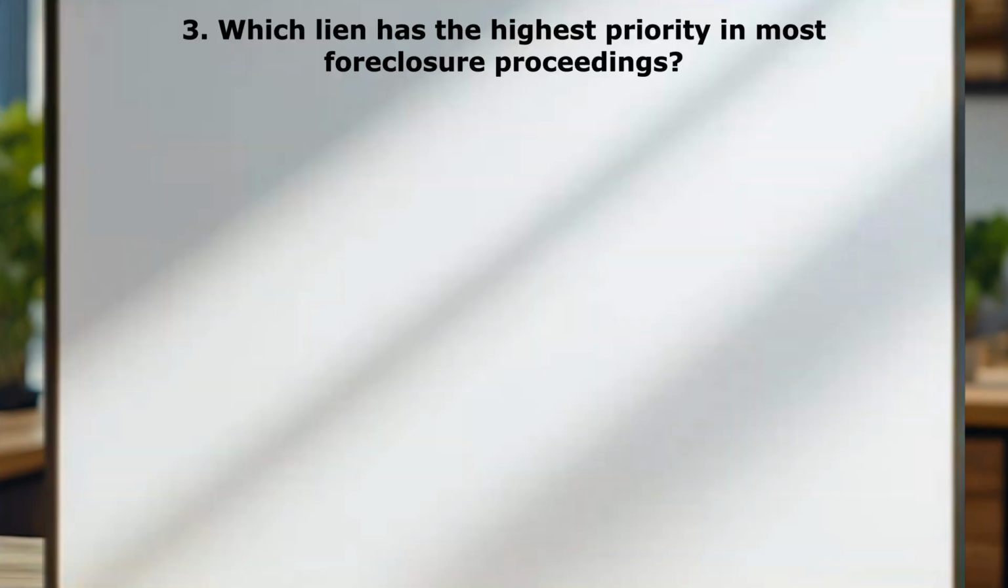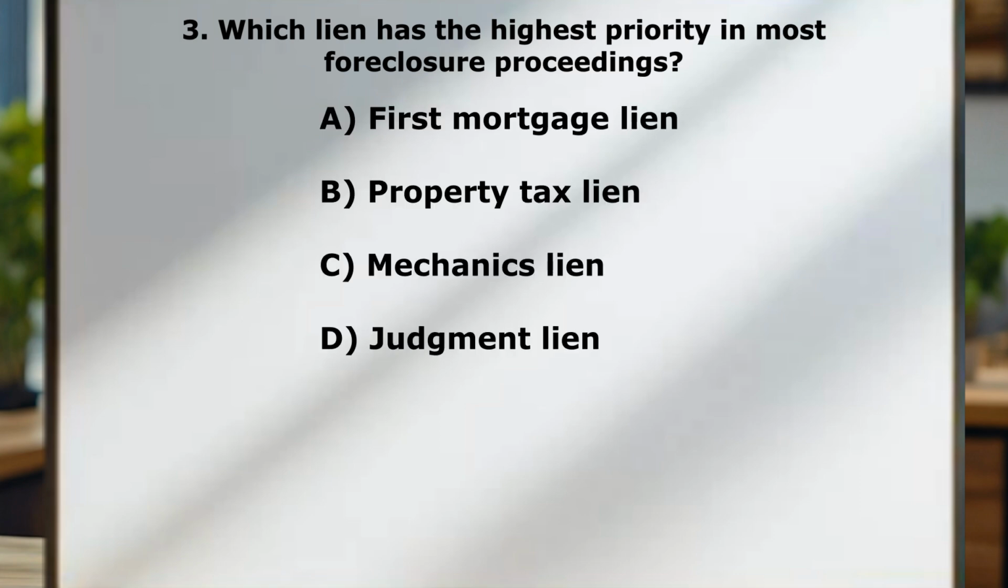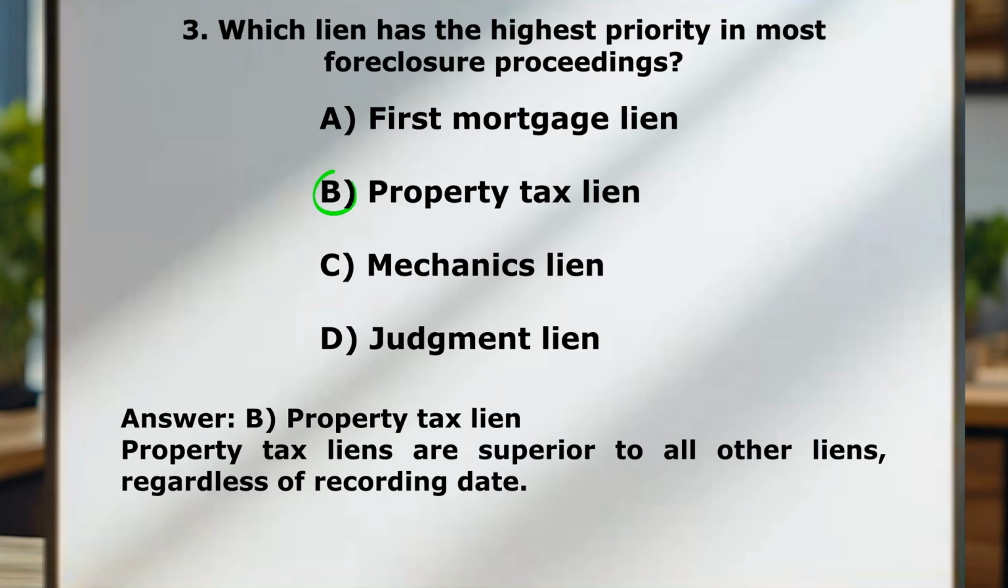Question number 3. Which lien has the highest priority in most foreclosure proceedings? A, a first mortgage lien. B, a property tax lien. C, a mechanics lien. D, a judgment lien. Correct answer here is B, property tax lien.